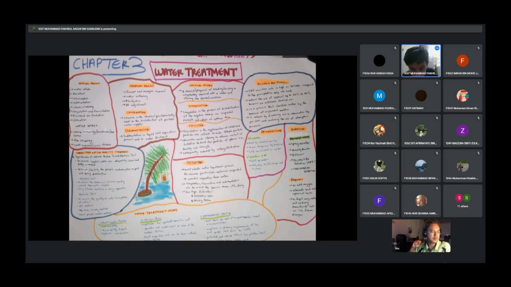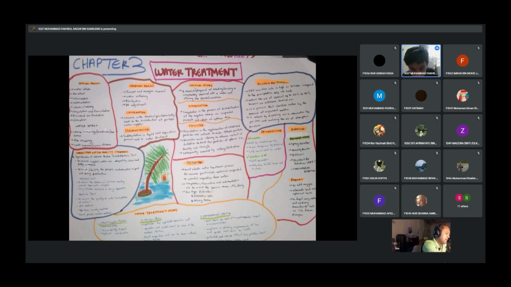The next is the chemical process: ferrum and manganese removal, water softening, disinfection, and pH adjustment. Chlorination is the chemical frequently used in the disinfection of potable water supplies. And sedimentation is liquid-solid separation used in water treatment.